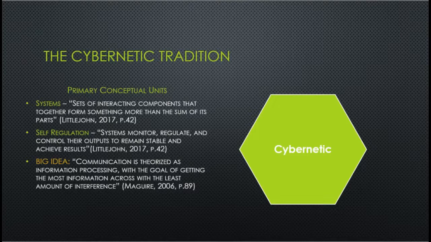The cybernetic tradition has the following conceptual units. Systems. Systems are defined according to the tradition as sets of interacting components that together form something more than the sum of its parts. Self-regulation is the second unit. Now, systems monitor, regulate, and control their outputs to remain stable and achieve results. The big idea behind this tradition is that communication is theorized as information processing, with the goal of getting the most information across with the least amount of interference.